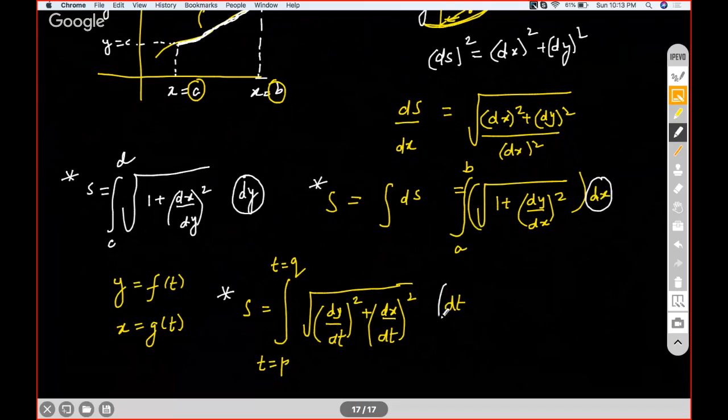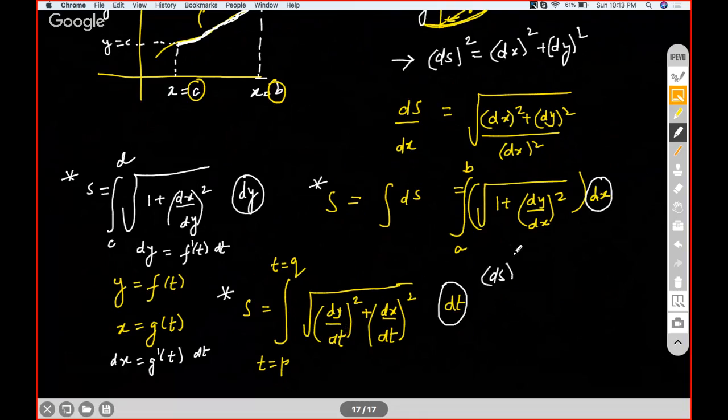It's parametric. Why does it become (dy/dt)² plus (dx/dt)²? Same thing. When you say dy in this case, it will be f'(t) dt, correct? And dx will be g'(t) dt. So when you square and add, dt will come out. dy/dt means f'(t). dx/dt means g'(t). So use this formula again.